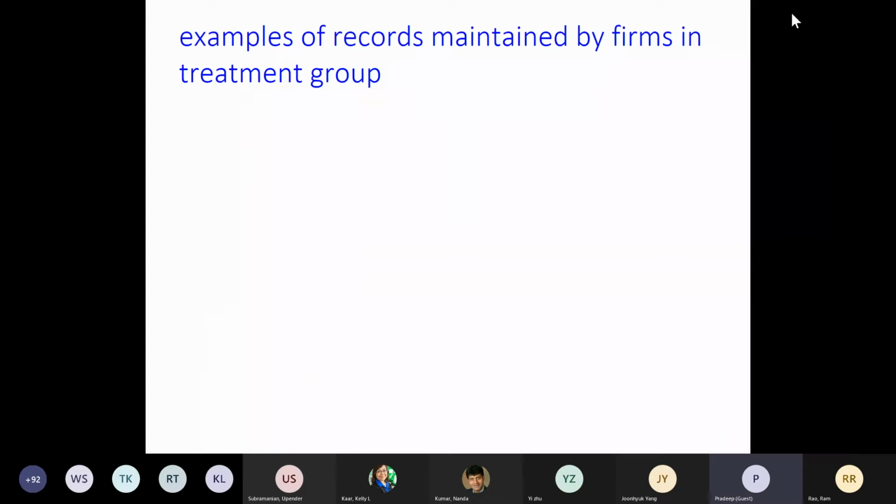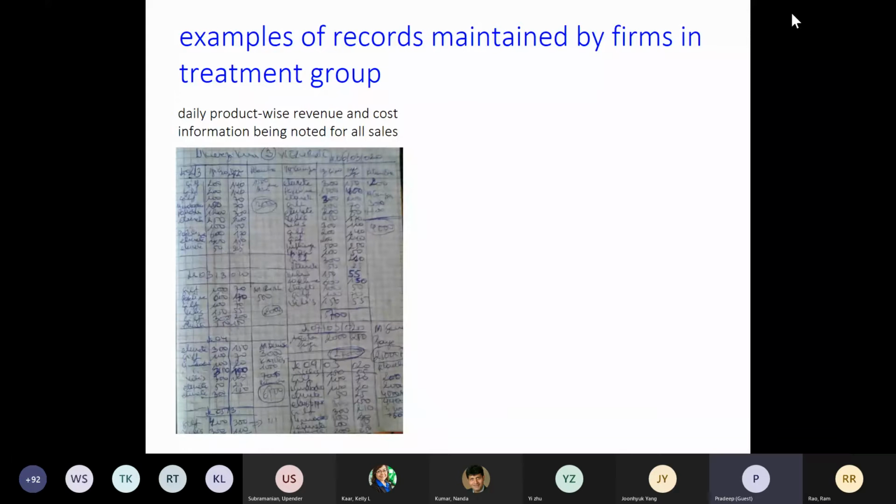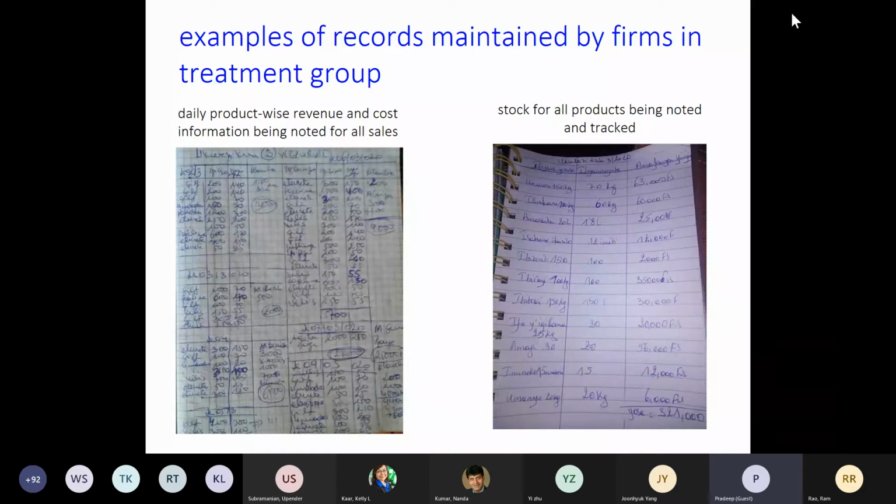Next, we look at spillover into other business activity. So here are some of the things that we noticed. One of the things that these entrepreneurs got very good at is maintaining written records about what was going on. So here you see a handwritten ledger on daily product-wise revenues and cost information that this entrepreneur was keeping track of. Here was another entrepreneur who was keeping track of all the products and the inventories of all the products that he or she was carrying.